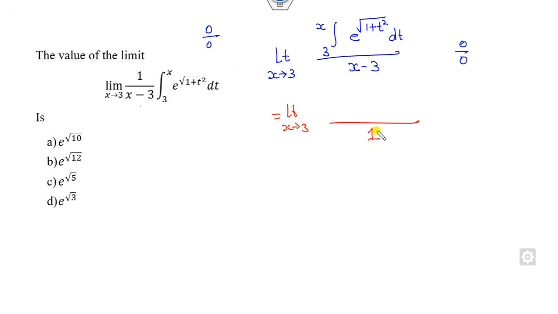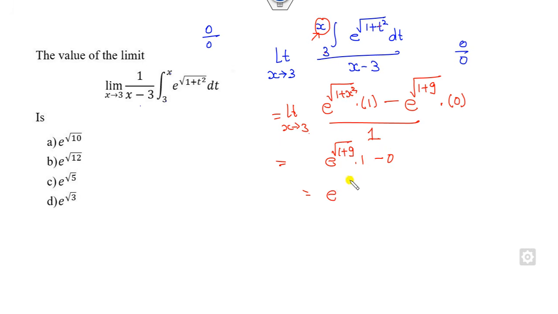rule. The denominator is 1. In the numerator you can substitute the upper limit, 1 plus x square, into the derivative of x, minus the lower limit, 1 plus 3 square, into the derivative of 3, which is 0. Now you can substitute the limit directly: 1 plus 9 into 1 minus 0, so it is 10. So you can see within a couple of seconds you can solve it in an easier manner.